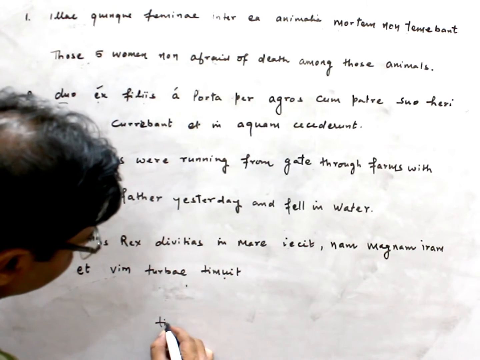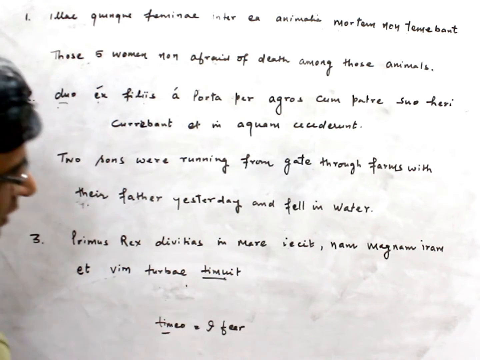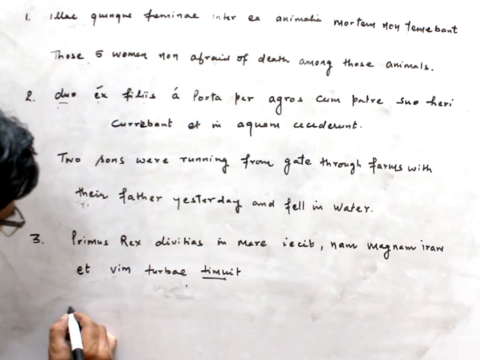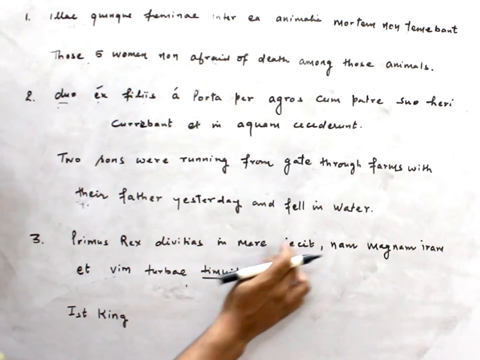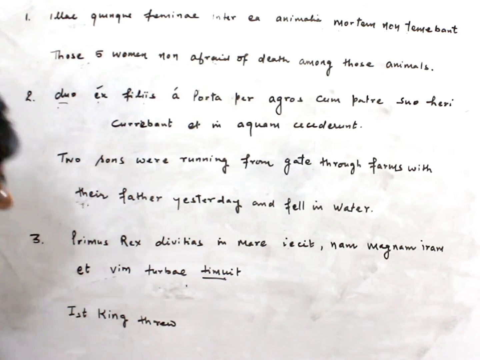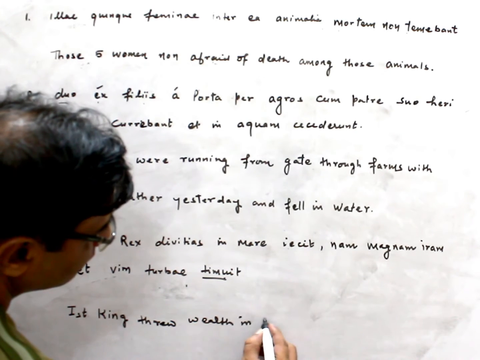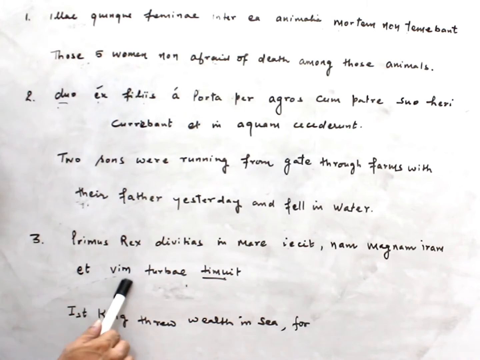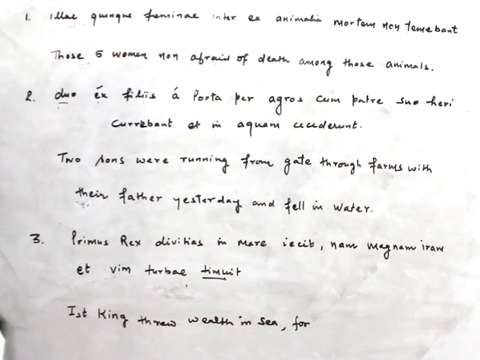The verb is timeo, meaning I fear. So it is the perfect case. So we translate first. Rex is king. Agit is through. Riches, wealth. Magnam iram ac vim turbae: the great anger and force of the crowd.